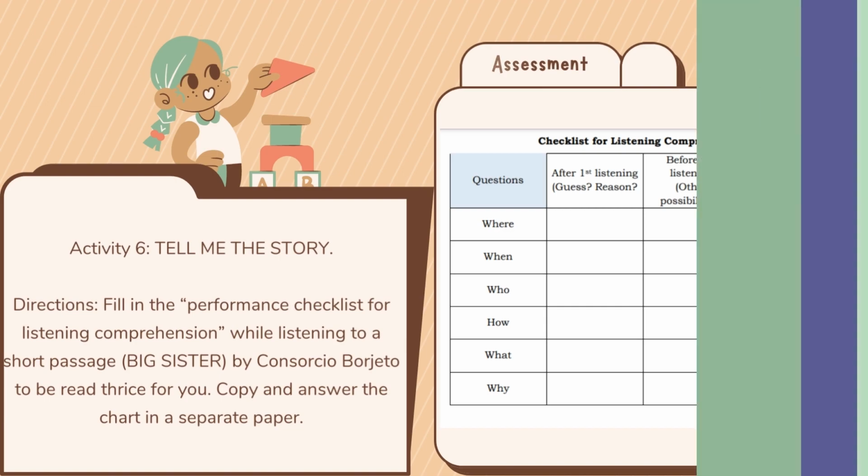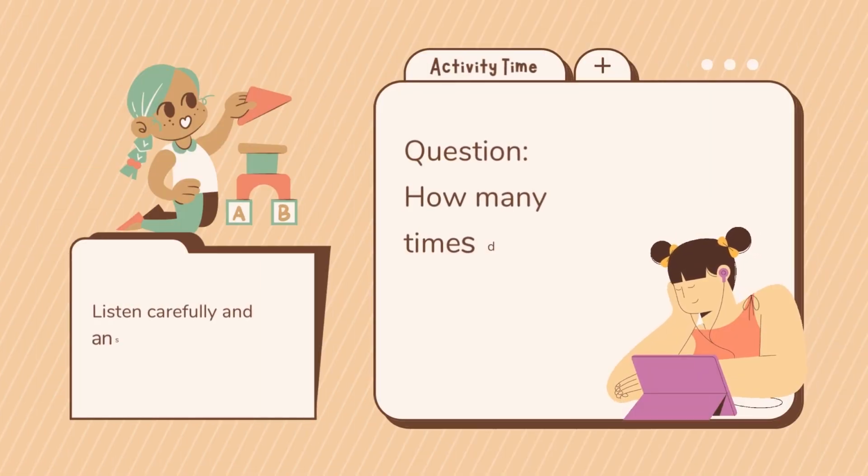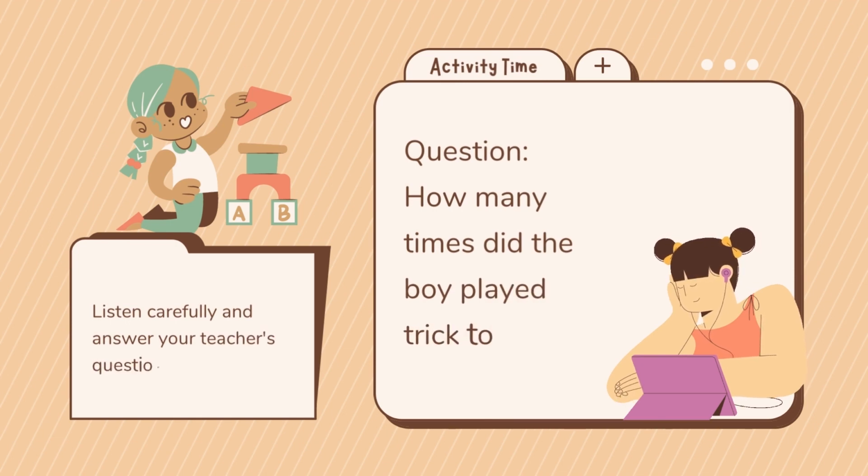could be her sister. Alright, so here's another activity for you. We will be playing a short audio. This time the title of this audio, it's actually a short story, The Boy Who Cried Wolf. And then later on you are supposed to answer one question. And that is, how many times did the boy play a trick to the villagers? Okay? The Boy Who Cried Wolf.